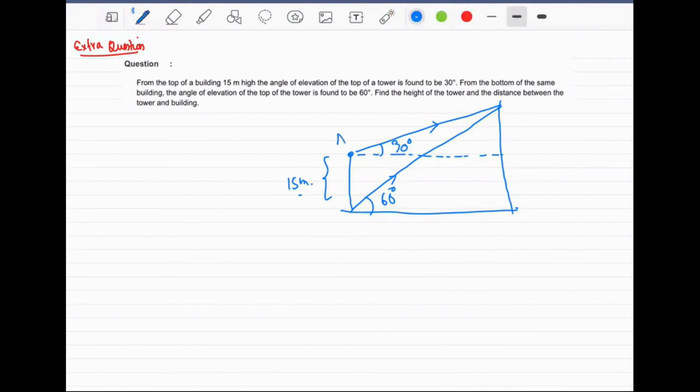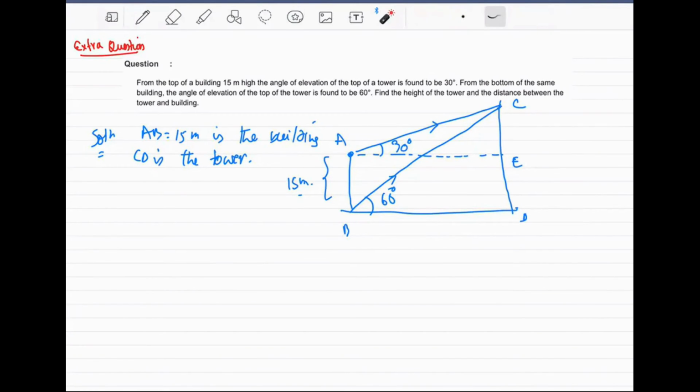So you name them. This is AB, this is CD, and let's make this E. You mention here, solution. The building AB is equal to 15 meter. CD is the tower. Now, the angle of elevation, you don't need to mention. What is question one? We want the height of the tower, this part, and the distance between the tower and the building, this part right here.